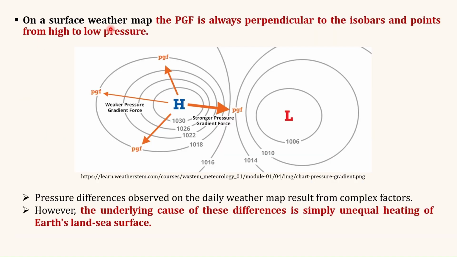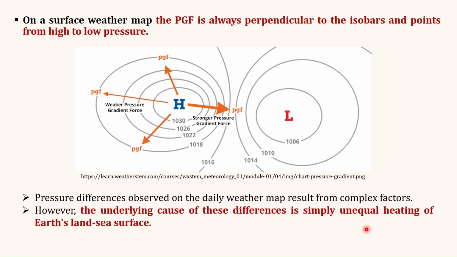On a surface weather map, the pressure gradient force is always perpendicular to the isobars, and it points from high to low pressure. In the map, closely spaced isobars indicate stronger pressure gradient force, while widely spaced isobars represent weaker pressure gradient force. Pressure differences observed on the daily weather map result from complex factors, but the most underlying cause of these differences is simply unequal heating of the Earth's land and sea surface.